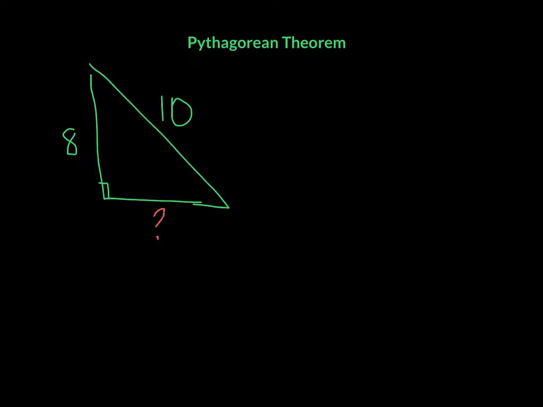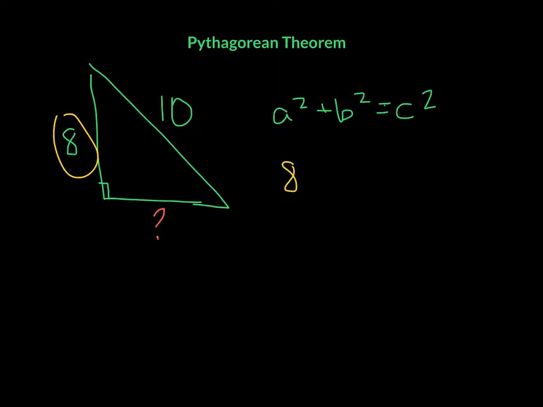So we're going to use the same formula, a squared plus b squared equals c squared, but it's going to look a little different. This time, we can choose it to be our A or B. This side over here, it doesn't actually matter. But this 8, I'm going to highlight it, has to be either A or B. So I'm going to choose it to be A.